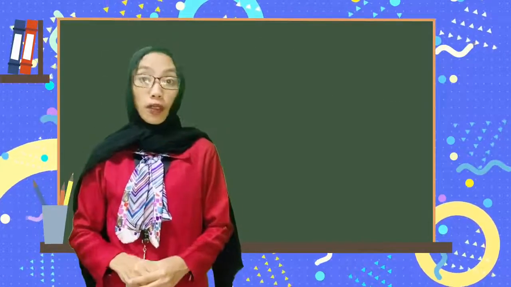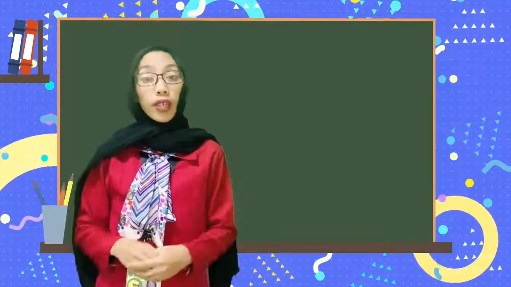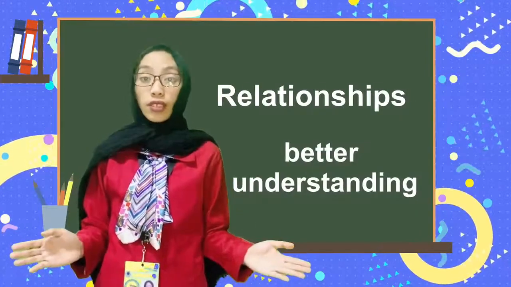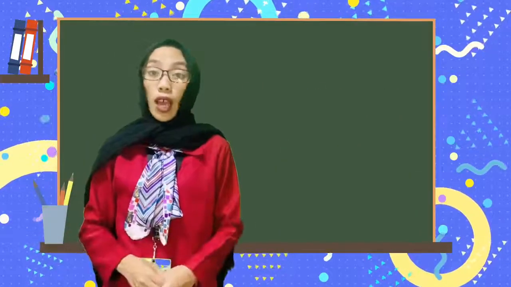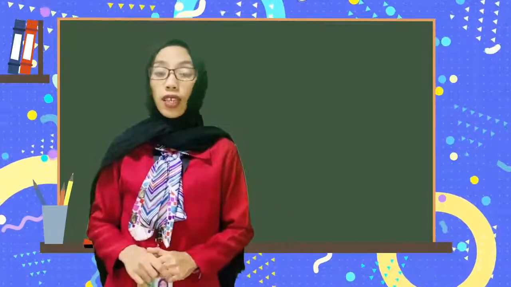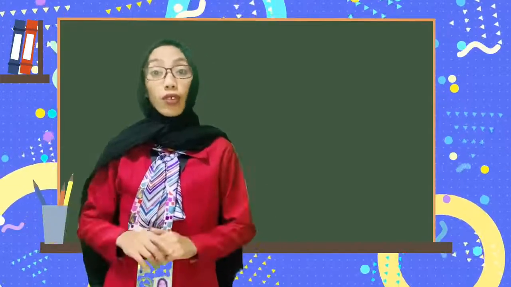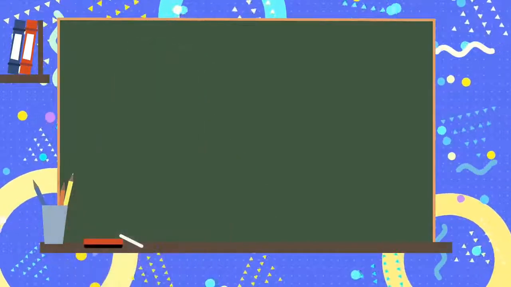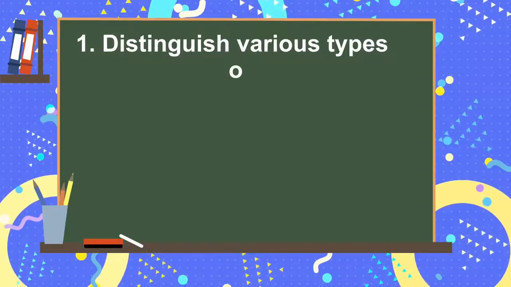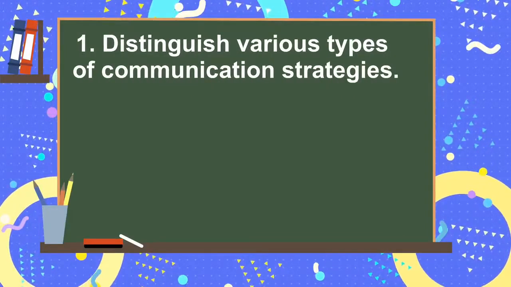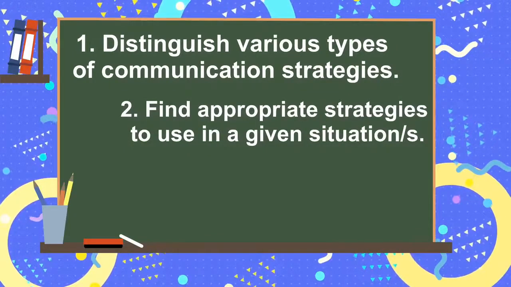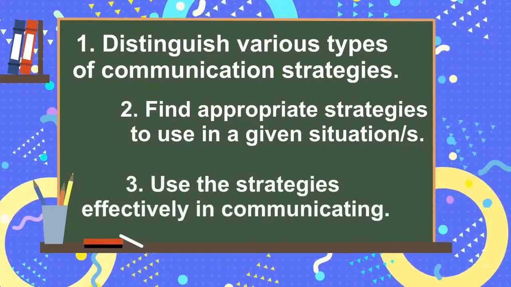However, this is not that simple in this present age. We need to communicate in order to establish relationships and to have a better understanding. Although there are times that miscommunication occurs. And that is why it is important to take account of what you say and how you relay information. Our lesson objectives for today's lesson are the following. Distinguish various types of communication strategies. Find appropriate strategies to use in a given situation. Use the strategies effectively in communicating.